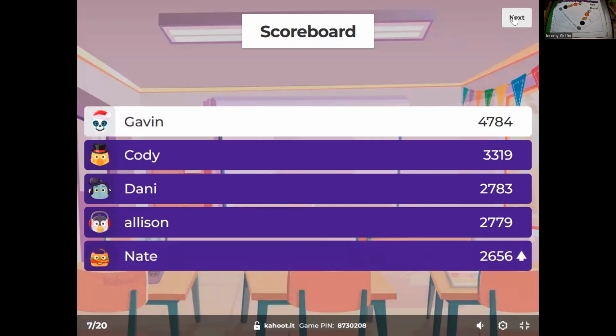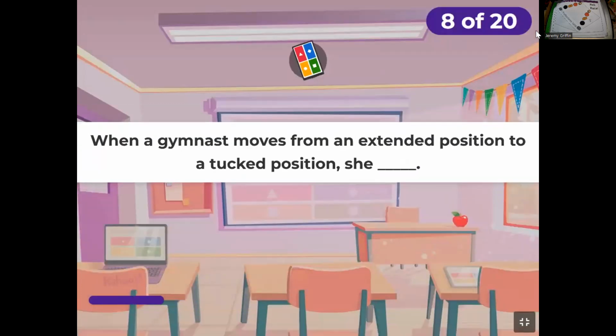All right, Nate, hopping in the top five. Gavin's still in the lead. A gymnast moves from an extended position to a tuck position.